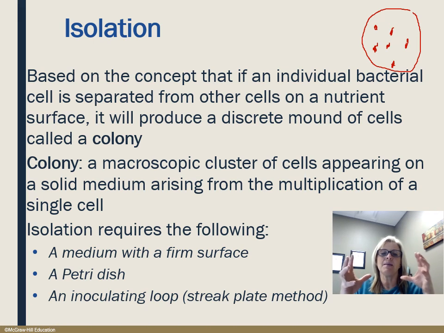So a colony is a macroscopic cluster of cells appearing on a solid medium that comes from the multiplication of one single cell, so they're genetically identical. All right. So isolation requires us to have something that's got a firm surface, a petri dish, and an inoculating loop. So we'll often do this with what we call the streak plate method.